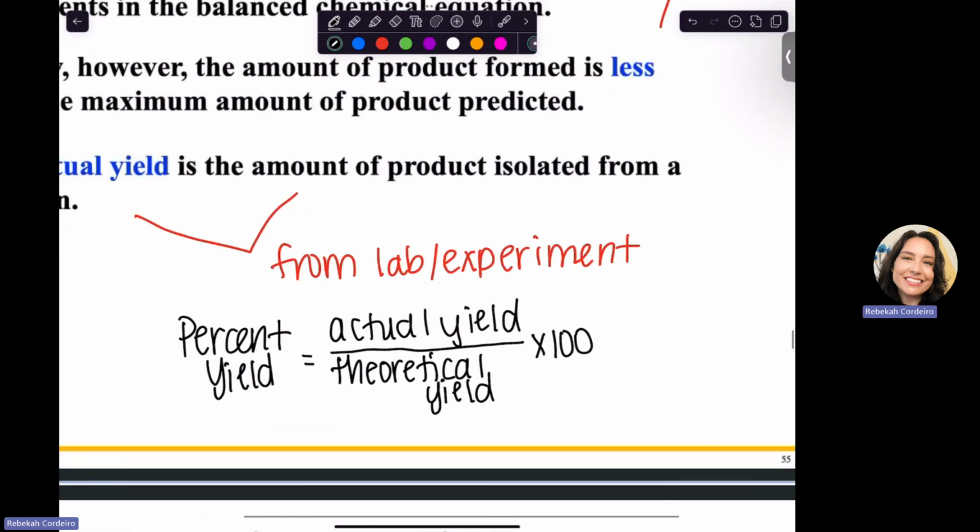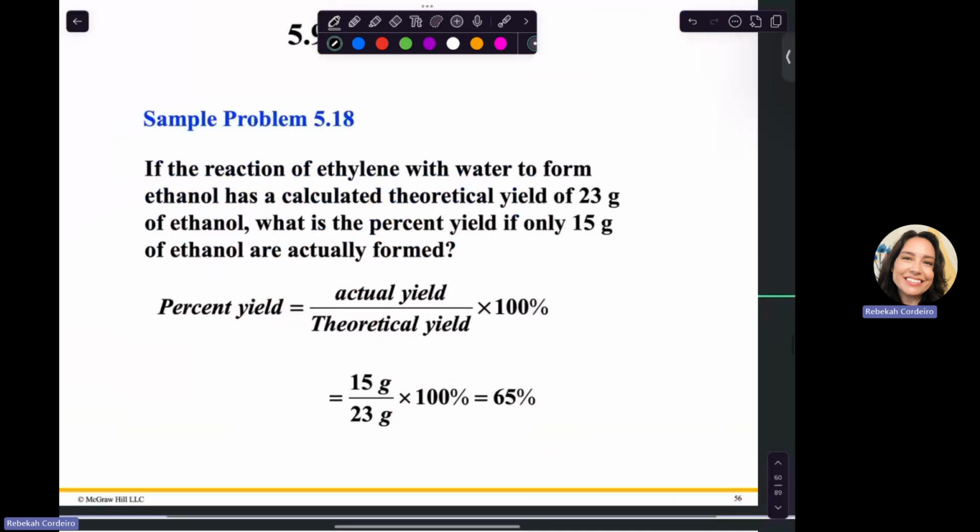Let's use that formula to look at this problem. They tell us we calculated a theoretical yield of 23 grams. Sometimes you'll be doing that calculation using stoichiometry, but other times it'll be given to you in the question. What is the percent yield if only 15 grams of ethanol actually formed? This is our actual yield, and this is our theoretical. We put actual over theoretical and we get a percent. So our reaction was 65% effective.